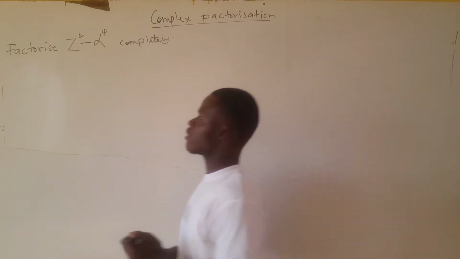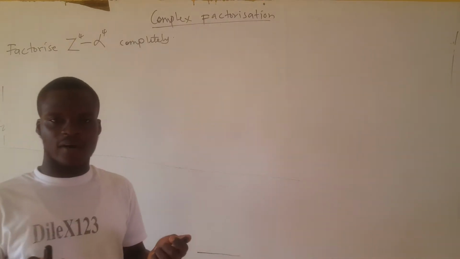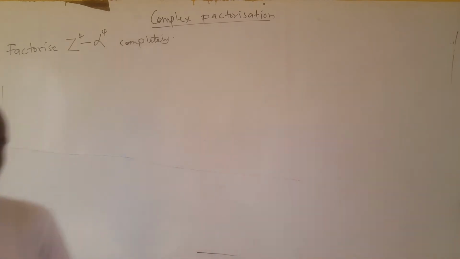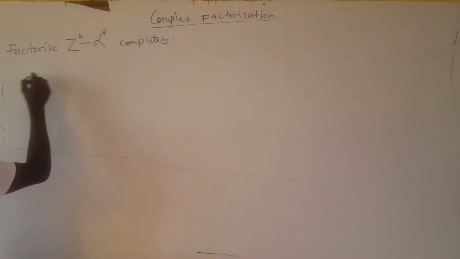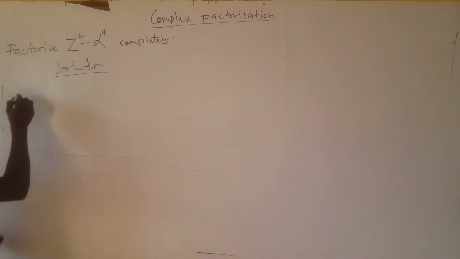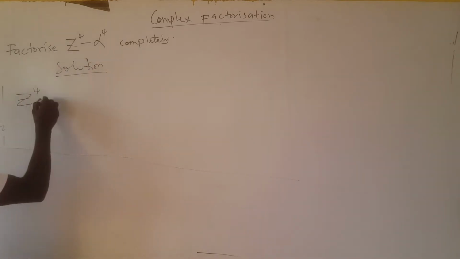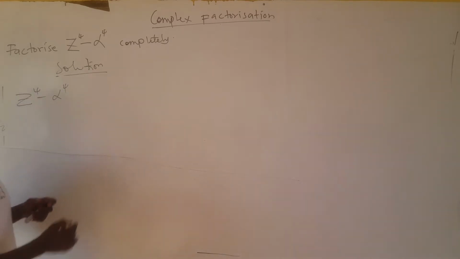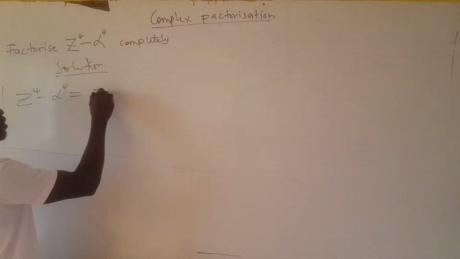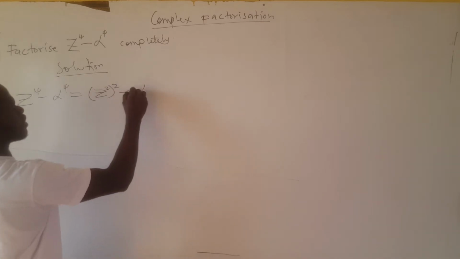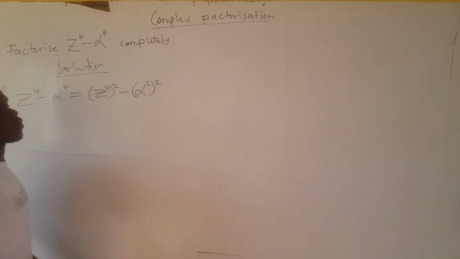So we have a question: z exponent 4 minus alpha exponent 4, and we have to factorize this completely. Let's quickly do this. We have z exponent 4 minus alpha exponent 4. Another way we can rewrite this is z squared, all squared, minus alpha squared, all squared, right?